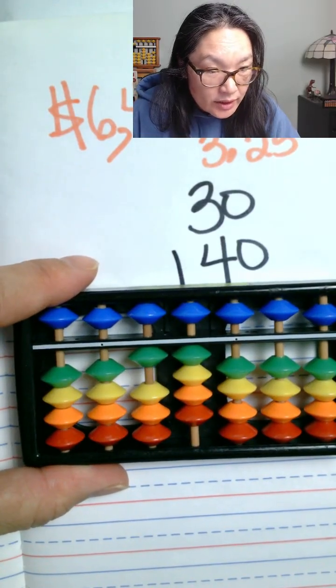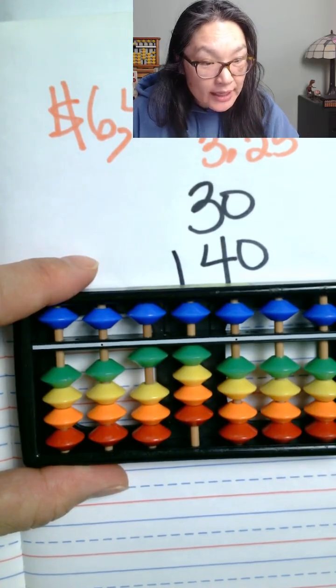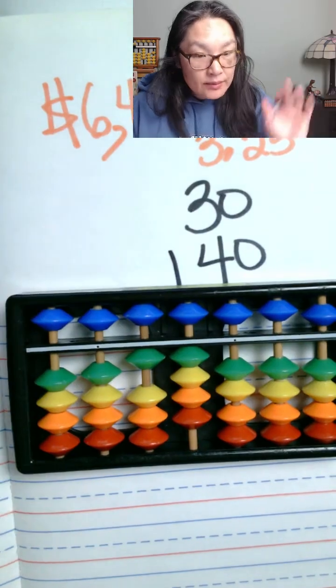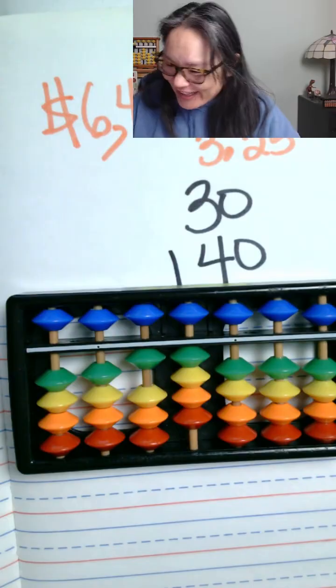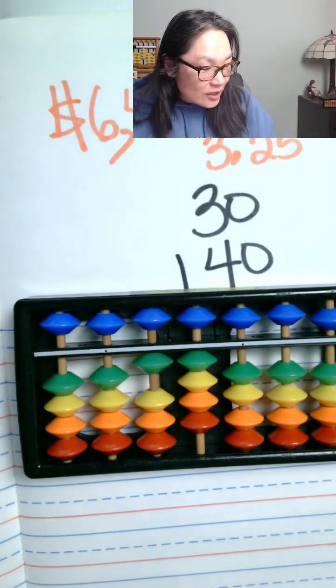Liz says, I always wanted to learn this, but never understood it. I'm so glad I'm finally understanding it. Yeah, right. It mimics the place value. That makes so much sense. That's the secret. No, I'm kidding. That's not a secret. That's just the way it is.